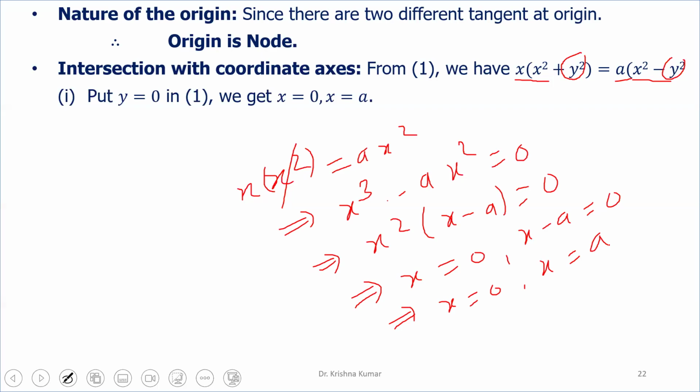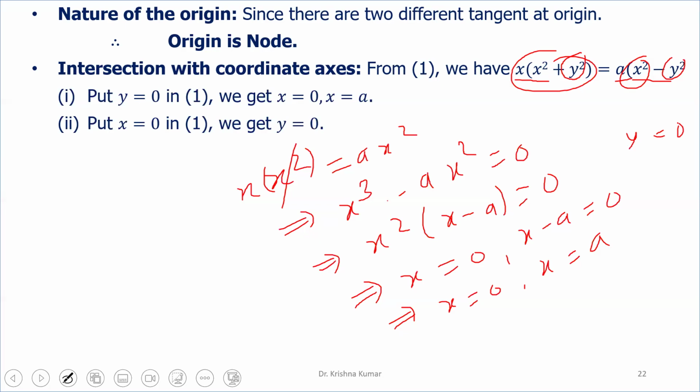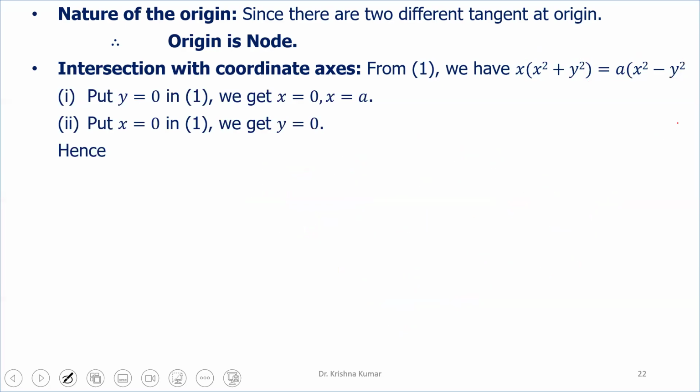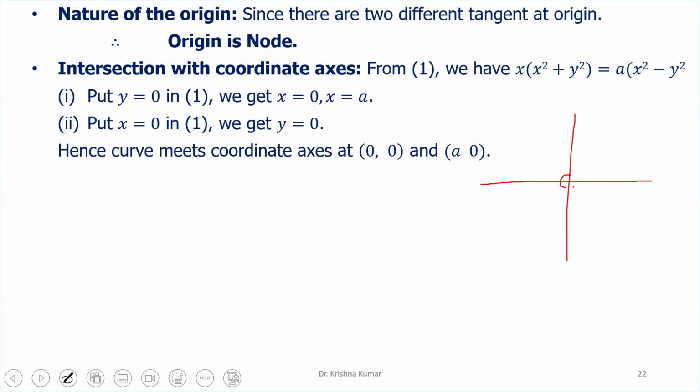Similarly, if we put x equal to 0 here, this term will become 0, this will become 0, so we have y equal to 0. So put x equal to 0 in equation 1, we get y equal to 0. Hence, the curve meets the coordinate axis at (0, 0) and (a, 0). This is one point (0, 0), and this is another point (a, 0) where the curve meets the coordinate axis.